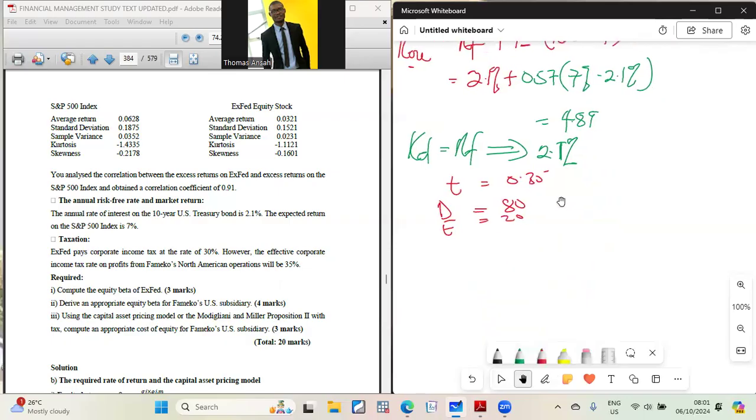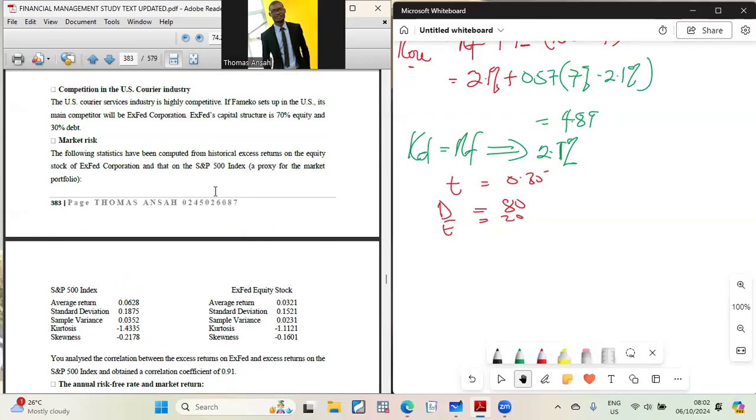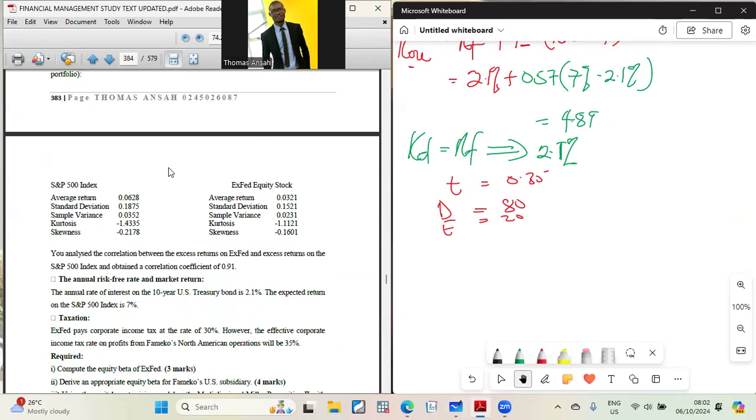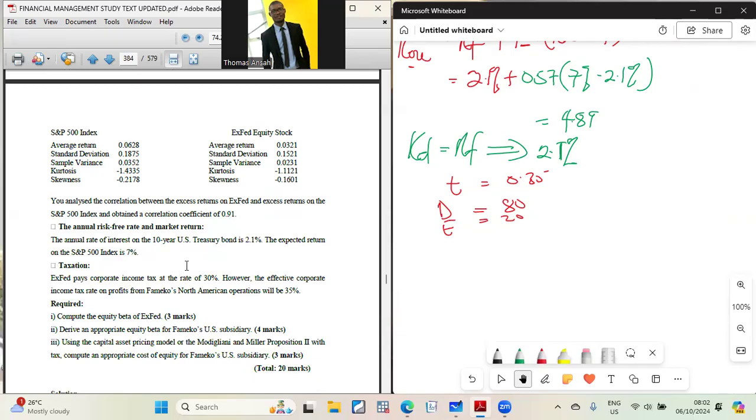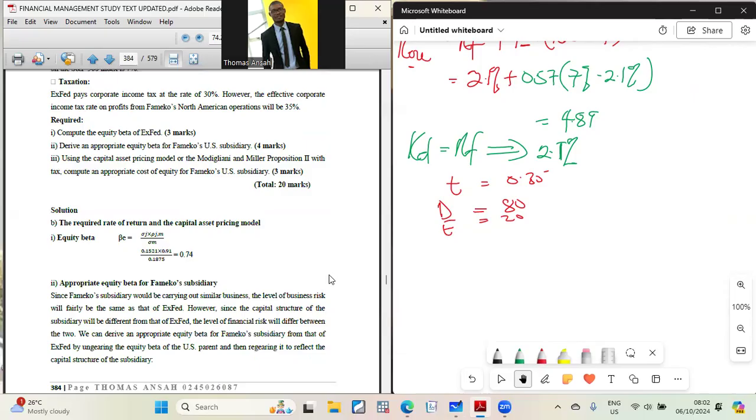What we need to do is to just slot it in, and we are good to go, because that is the capital asset pricing model for cost of equity for Fameco's US subsidiary. This is the US subsidiary where he's going to do the project, and that subsidiary will be paying, he said, however, the corporate income tax on profit for Fameco's North American operations will be 35%. Don't forget that. Expert is a proxy. Probably the resident people who are there in the US pay a lower tax than if you come in, you pay a higher tax, well, possibly. All right, so let's slot them in as such. And this is a case study, it can be asked.